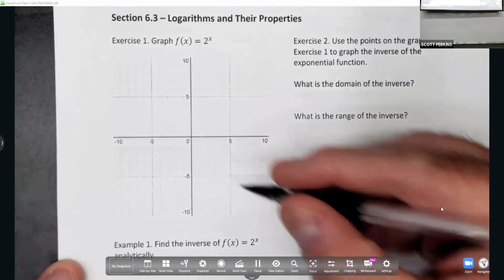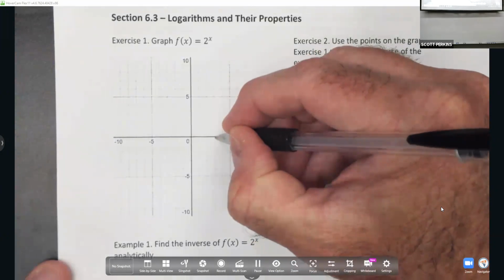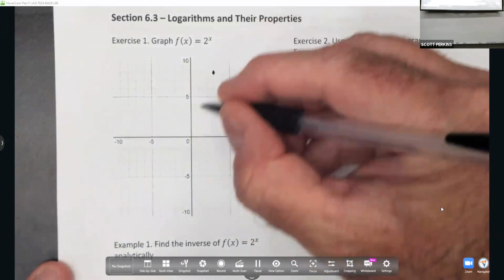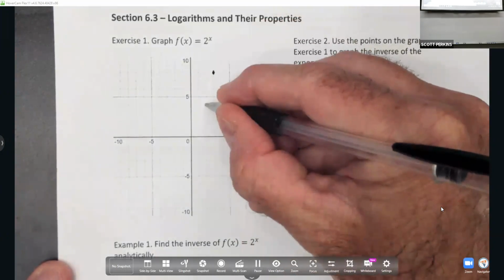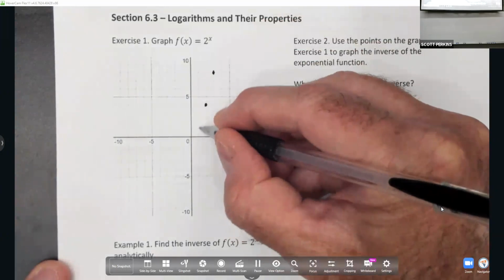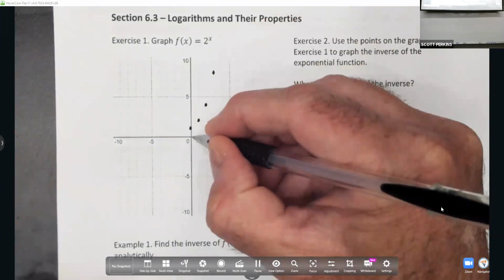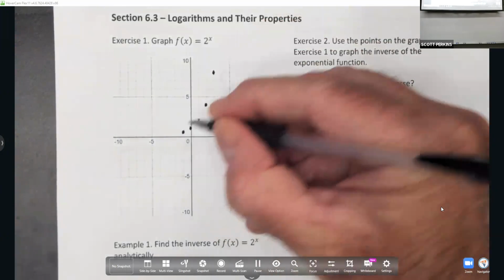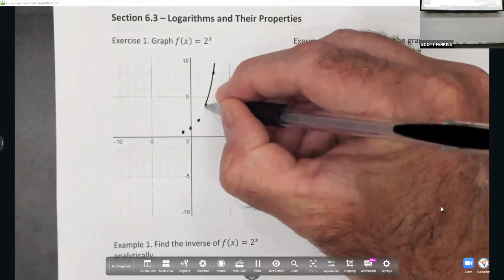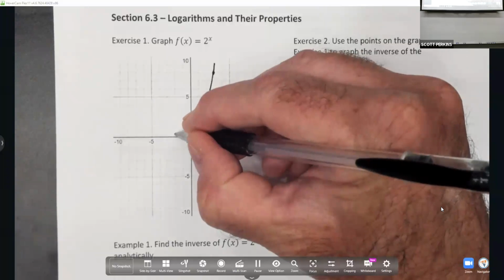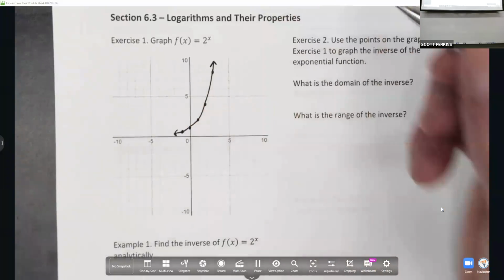2 to the x power: if I plug in the x value 3, the y value is going to be 8. If I plug in 2, the y value is 4. If I plug in 1, the y value is 2. If I plug in 0, the y value is 1. And if I plug in -1, the y value is 1/2. And so here is my graph of 2 to the x. There shouldn't really be any mystery there. We've graphed that now a couple different times.